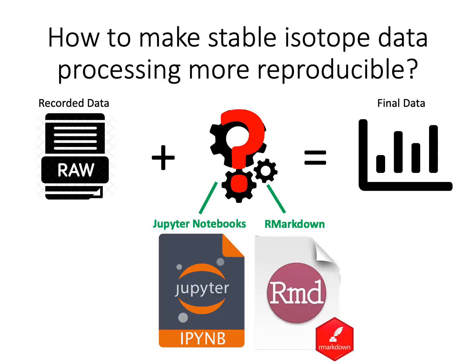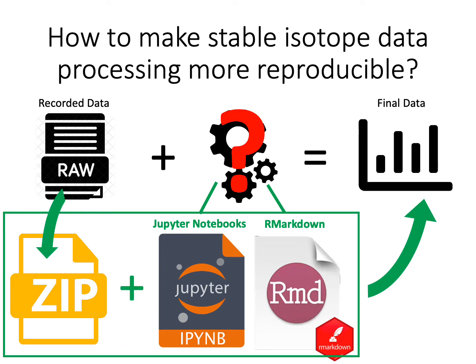We found that so-called Jupyter and R Markdown notebooks are a great potential avenue to reach this goal of making our data reduction reproducible. The idea here being that if you're given a set of raw data files and you combine it with a Jupyter notebook or an R Markdown file, you can generate the final data, or anyone else can generate the final data set just by being provided those two pieces of information.